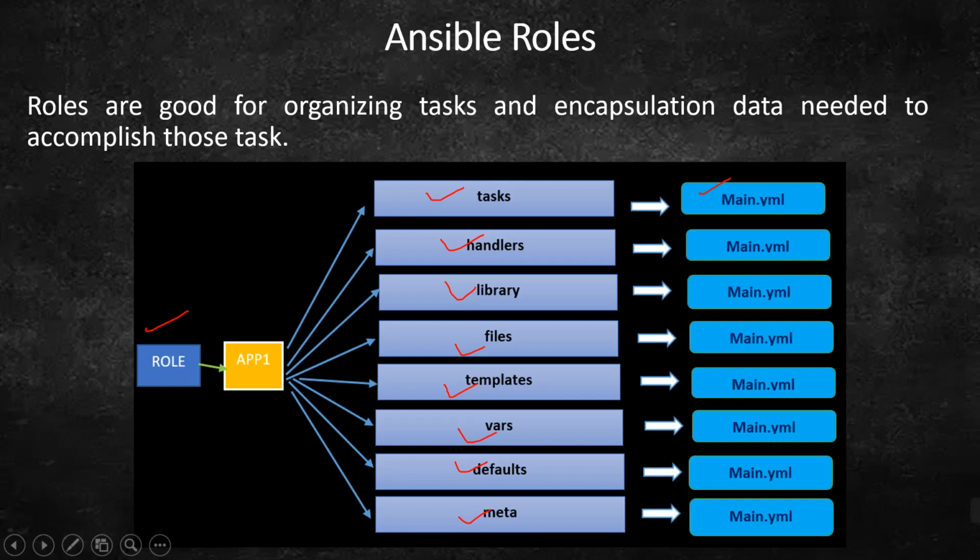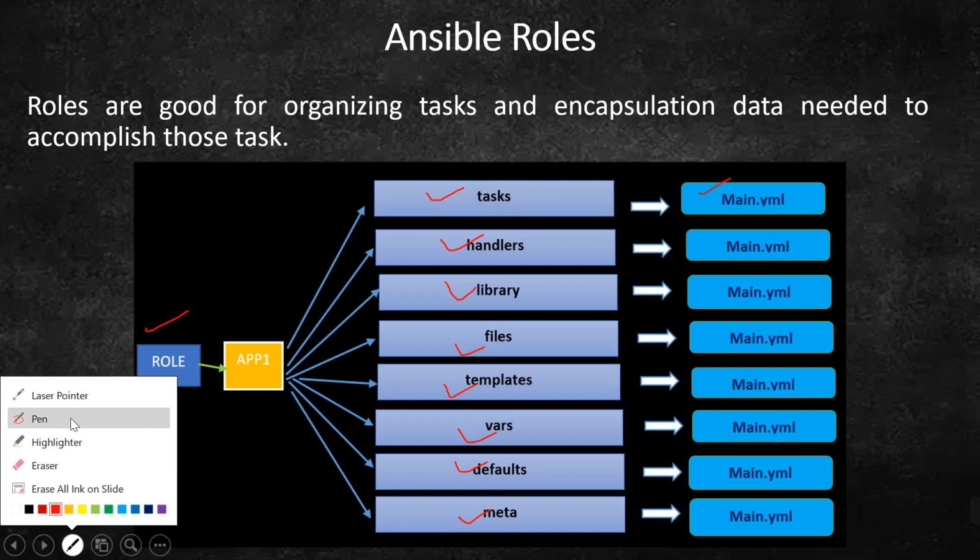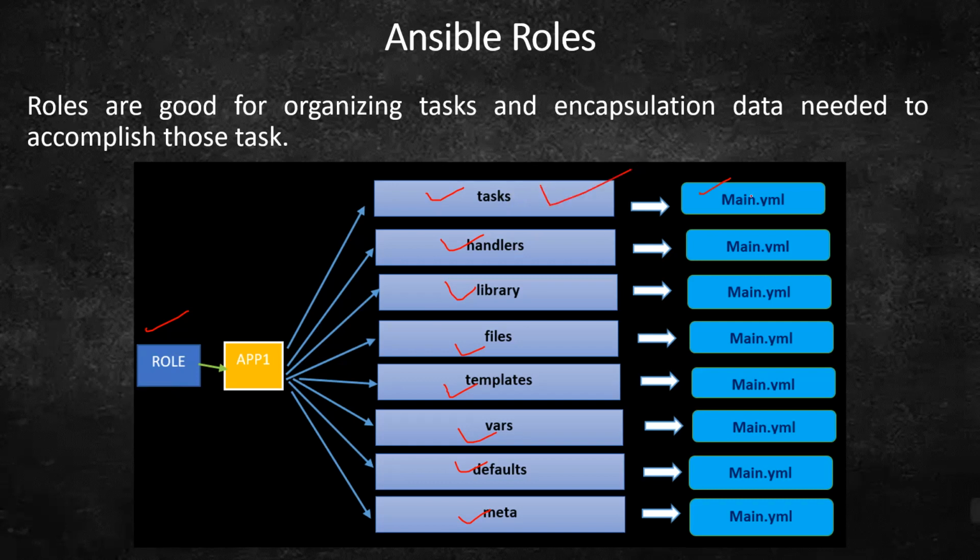If you want to perform some tasks, you only go to that particular folder. For the tasks folder, go to the tasks folder and write your tasks in the main.yaml file. Suppose you want to give some variable: go to the vars folder and write the variable in the main.yaml file. So how will we automatically create this role folder?